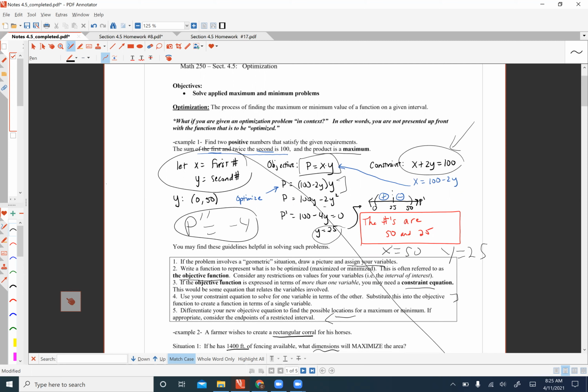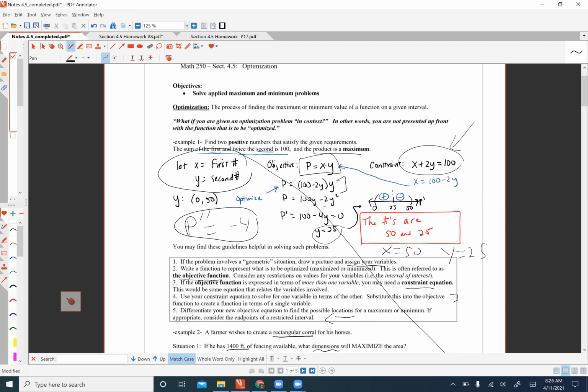So here is the function that we want to find the maximum of: x times y, where x is the first number and y is the second number. I really encourage you to write out what x means and what y means. It makes it easy for me, the grader, to understand what you're doing. Also make sure you're not using the same variable for two different quantities.